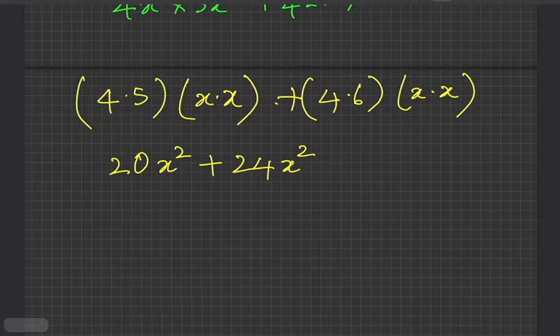Okay, so now we come to the addition, because we have an addition sign. Now we have to use our knowledge of whatever we have learned so far and apply it. So 20x squared plus 24x squared. Now, is it possible to add these two terms?